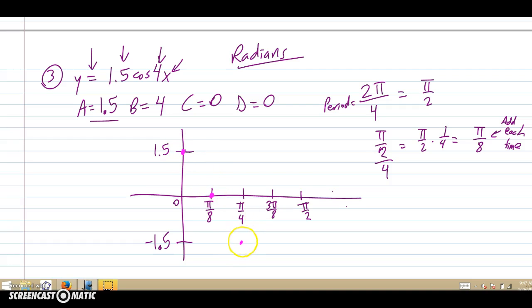At pi over 4 it'll be at negative 1.5. Back to 0. Back to 1.5. And you just try and connect it with as smooth of a graph as possible. We could probably do a little better than that. But again, we're not being too picky here. We're just doing the best we can. Alright. 2 graphs down.